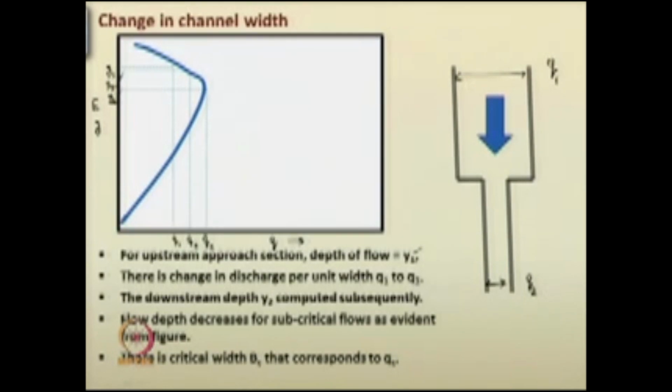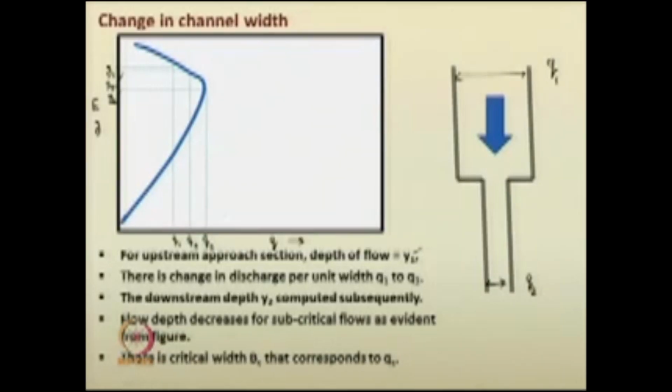So, if you have any constriction in the width of the rectangular channel in such a way that it extends beyond qc, then you have to again readjust the flow pattern in the upstream condition. Fine. So, there is a change in discharge from q1 to q2. The downstream depth y2 you can compute from this particular curve. The flow depth decreases for subcritical flow, as is evident from the figure.